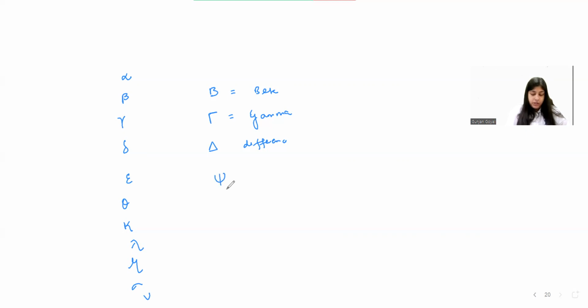This is called psi. This we have pi, and this is called phi. Then this is omega. So these are different conventions, different Greek letters which we have. Is all this clear to all of you? Anything which is not understood?